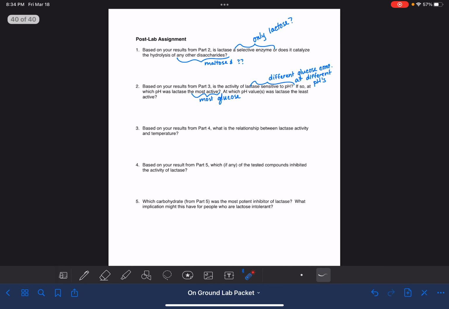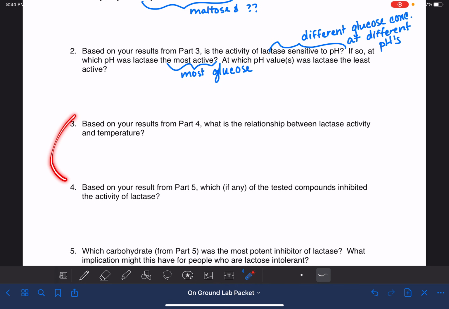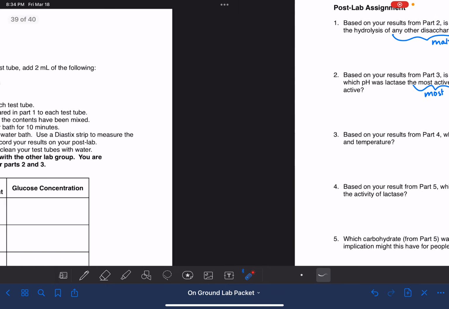Head on over to the post lab. This question number 3, pretty similar to what we did for question number 2. What is the relationship between the enzyme's activity and temperature? And you would answer this something like the warmer it got, the more effective the enzyme was, or the colder it got, the more effective it was, or whatever kind of observation you made.